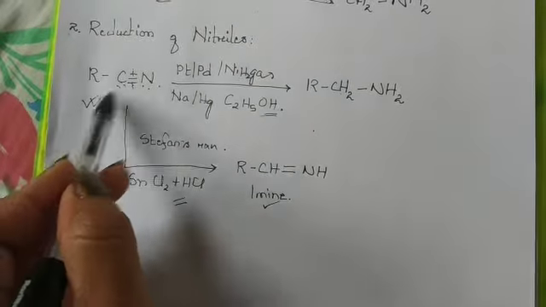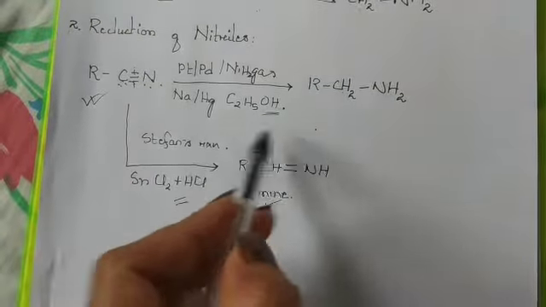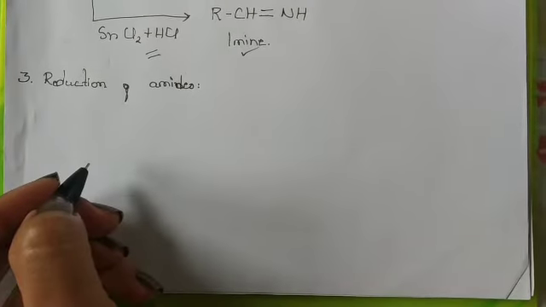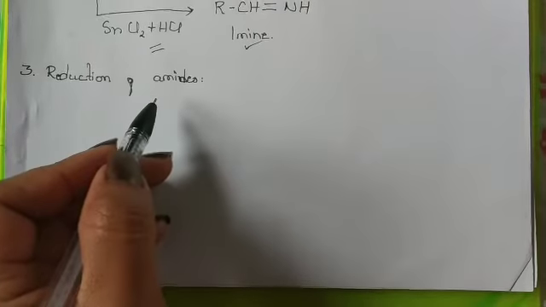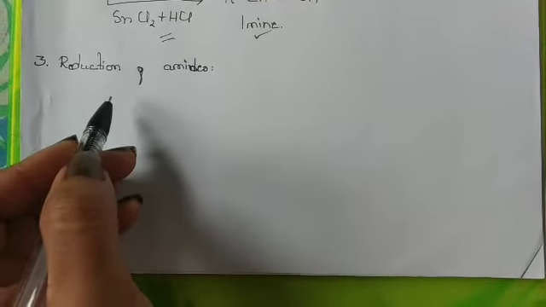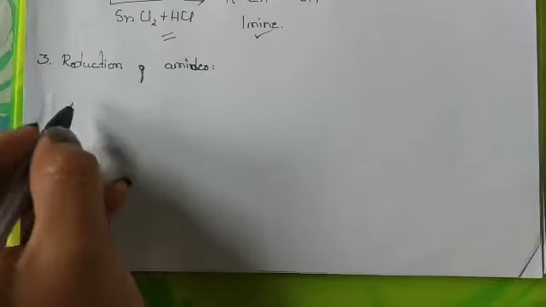Therefore, this reaction is known as the reduction of nitriles. Now let us check the third method, that is the reduction of amides. Amides on reduction with lithium aluminum hydride give amines.